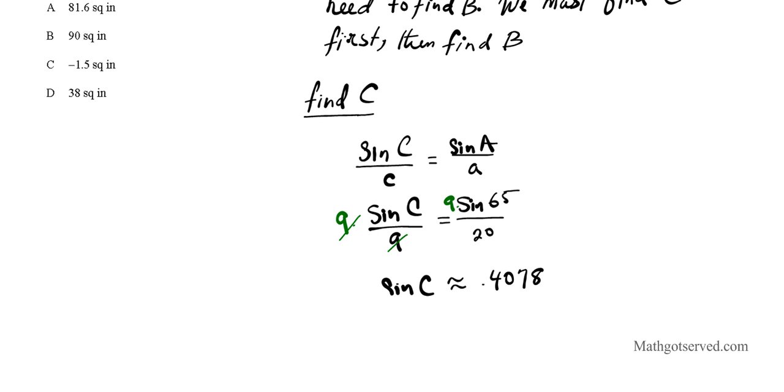0.4078. And if we get C by itself, we simply take the inverse sine of both sides. So big C is approximately the inverse sine of 0.4078. Plug that into our calculators. Let's see what we get.